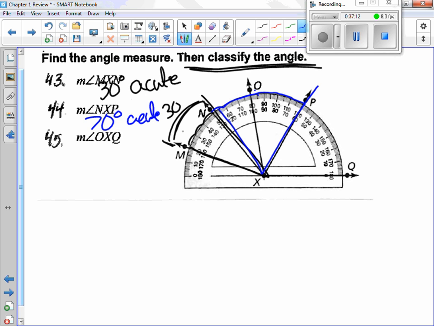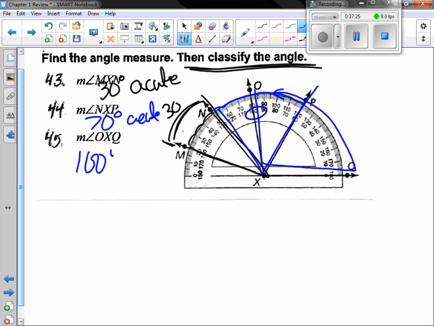Last one, O, X, Q, yes? If I go this direction, the inside, doesn't that number just tell me? Or we can count, and if we count it up, we get to 100 degrees, which is what? Obtuse. Greater than 90 degrees is obtuse.